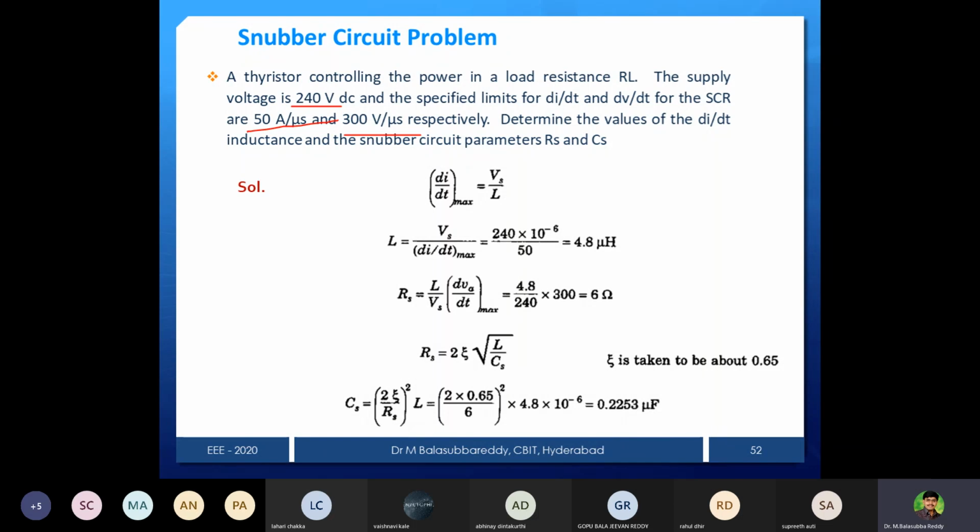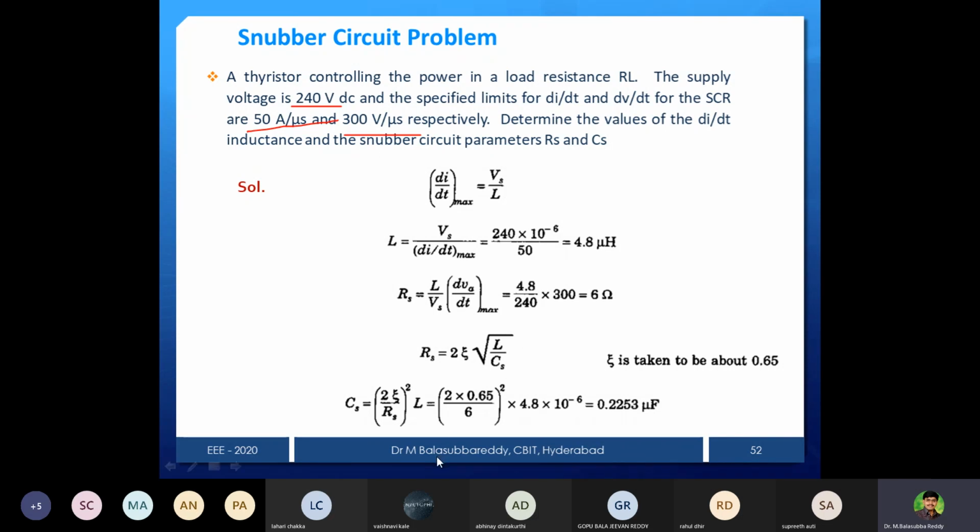You just design it: when the switch is closed, the capacitor will be shorted, and you write the KVL equation. Then you find the current. After that you can find dI by dt, and from that we'll get the L value. Then we can find the dV by dt from the voltage across that switch, which is equal to R into I, or Rs into I, and just differentiate it and simplify. Finally we get all the relations.